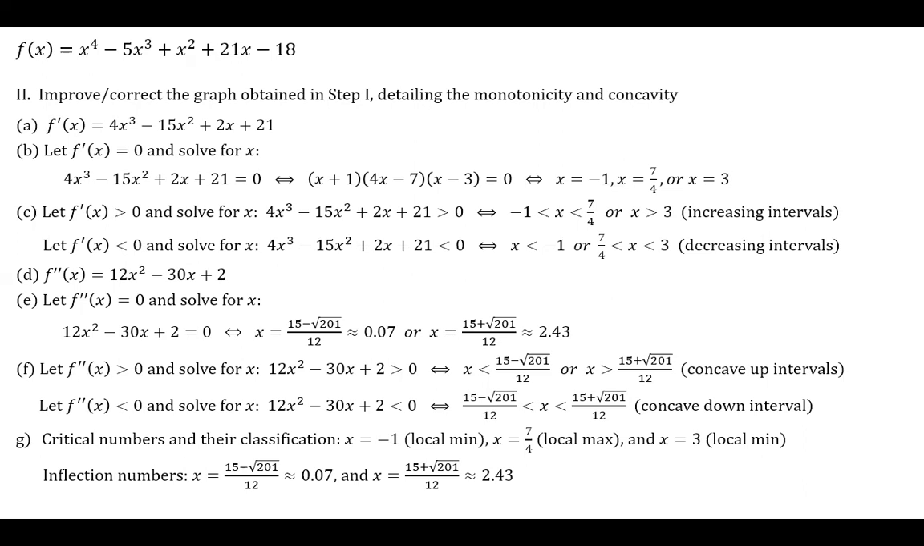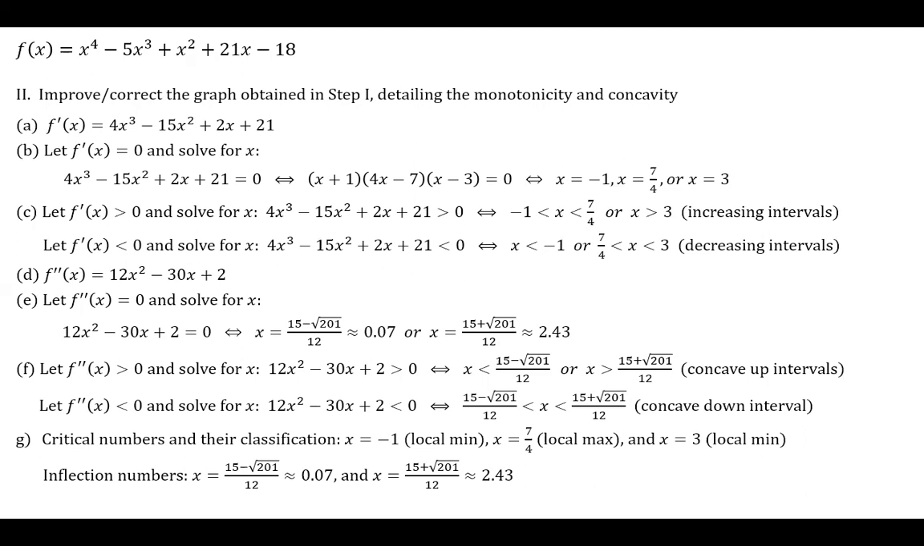The first derivative is greater than 0. And then we have found 2 increasing intervals. Increasing intervals mean the intervals where the first derivative is greater than 0, right? And then solve the inequality: the first derivative is less than 0. Then the solution is x is either less than -1 or x is between 7 over 4 and 3. So these 2 intervals are called decreasing intervals, right? Because in these intervals, the first derivative is less than 0. Okay, so that's about the monotonicity.